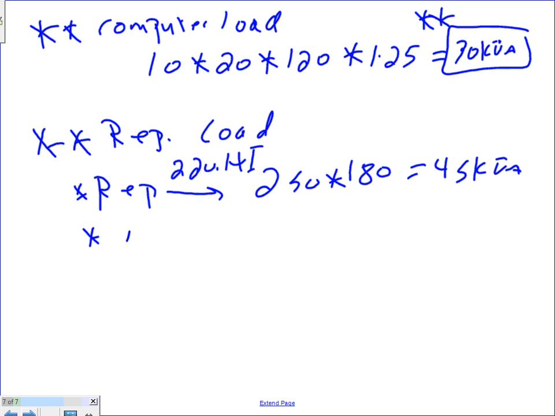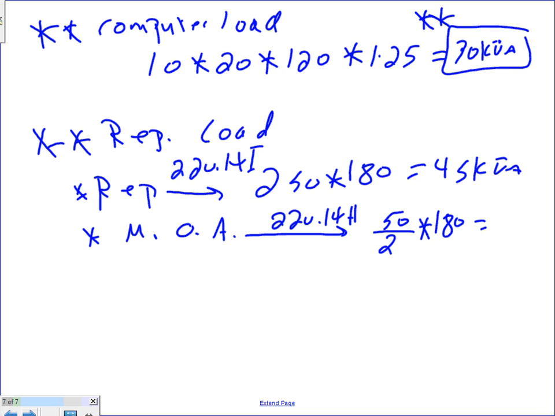The second one, guys, is multi-outlet assembly. This is going to be coming from 220.14h. It says if it's non-continuous, you take them and divide it by 2. For every 2 feet, assign 180. There's 50 of them, right? For every 50, divide every 5 of them, not 2. For every 5 feet of that multi-outlet assembly, if it's non-continuous, assign 180. So if you do that, that'll give you 1.8 kVA. Cool?